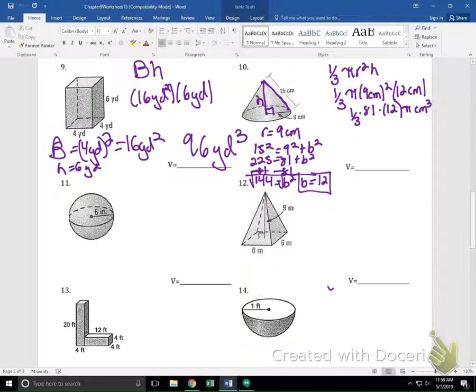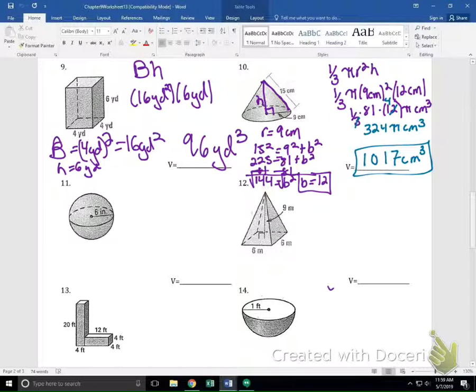So I took a 3 out of my 12, which left me with 4. So then I did 4 times 81. What is 4 times 81? 324. Okay, so we have 324 pi centimeters cubed. So, Lanaya, what's 324 times pi? I put all the stuff in the calculator. Yep, 324 times pi. 1017.